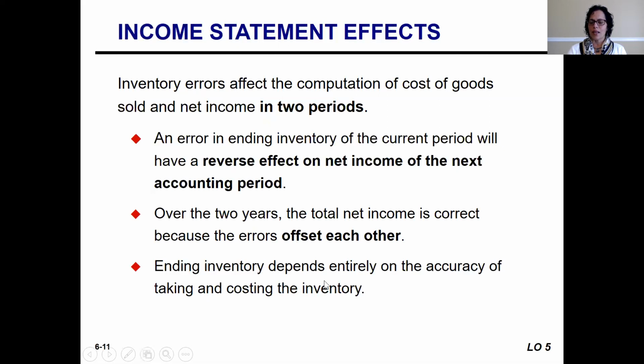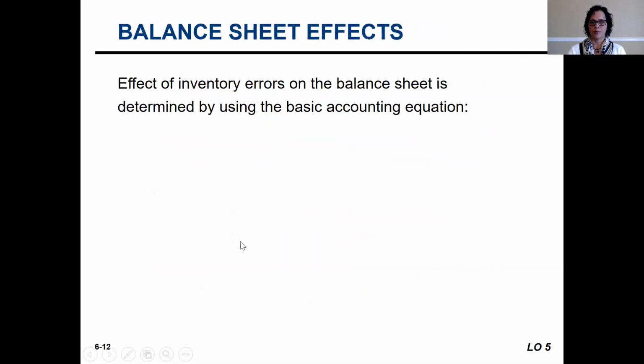Ending inventory depends entirely on the accuracy of taking and costing inventory. Again, something we had talked about in the first two learning objectives. It's extremely important that we do an ending inventory count and make sure everything is accurate. If not, we're now seeing the kind of problems we could have.